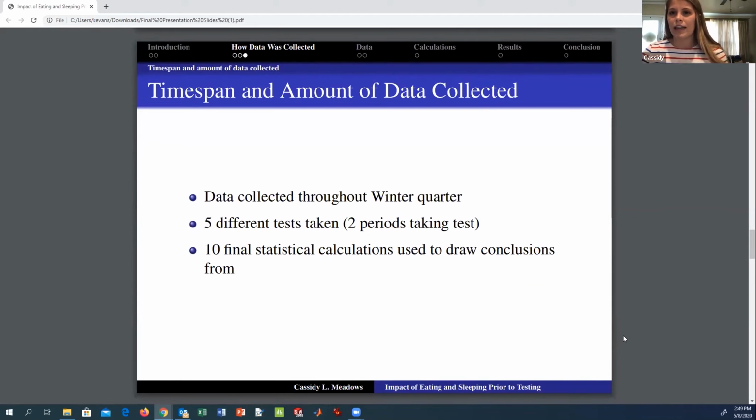So, the time span and the amount of data collected. Like I said, I collected my data throughout winter quarter. And winter quarter had a ton of breaks, so I was able to get 5 different test days. They usually tested on a Friday. So on 5 different Fridays, I was able to pass out the survey to my students before they took the test and collect the surveys back. And I did this with first and second period. So in total, I had 10 final statistical calculations that I used to draw conclusions from.